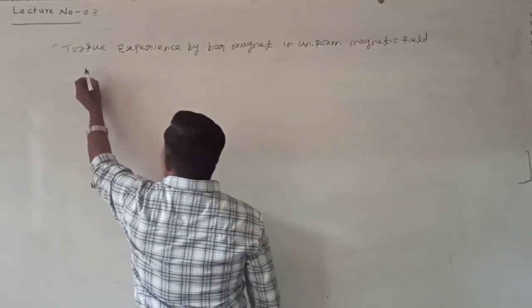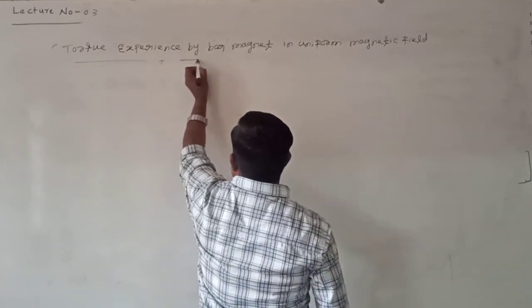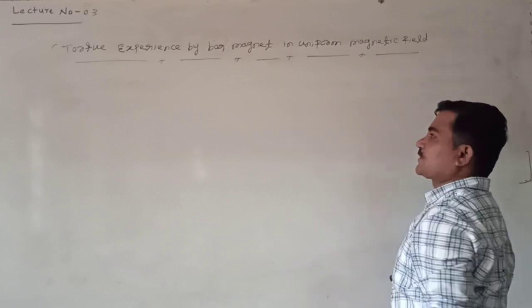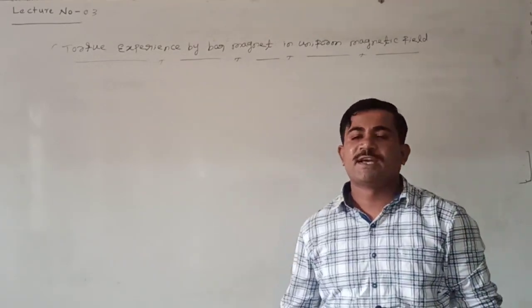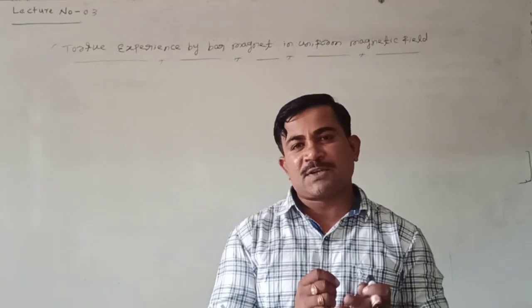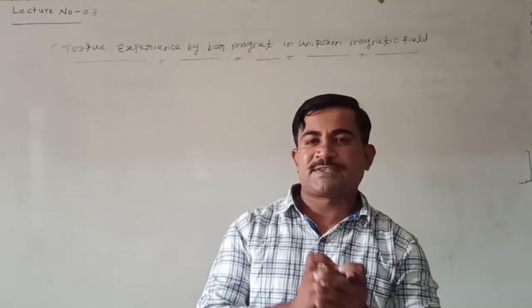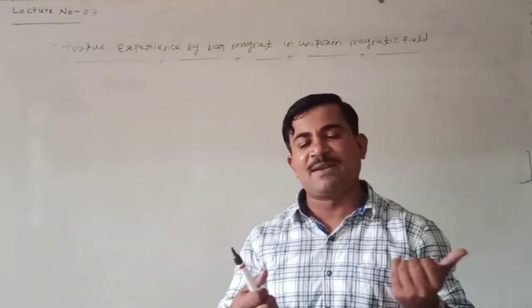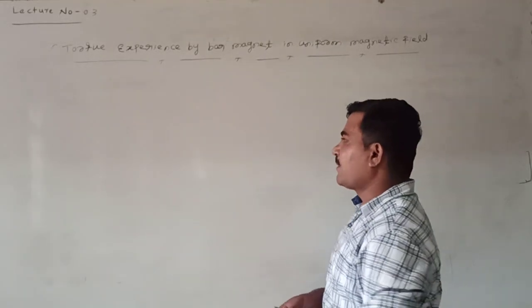Right. So let us see this concept: how a bar magnet placed in a uniform magnetic field experiences torque. Before that, students, let us take a bar magnet. Already we know that a rectangular cross-section object having a north pole and a south pole, when freely suspended, aligns in the north-south direction. That we are calling a bar magnet. See here how the bar magnet is.